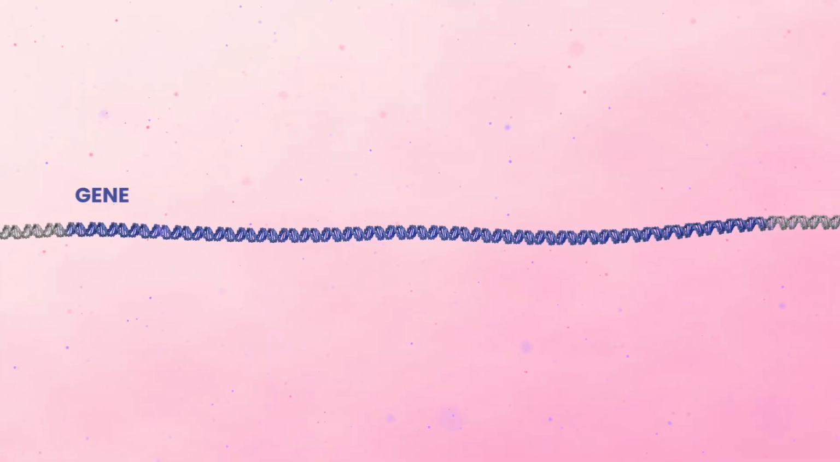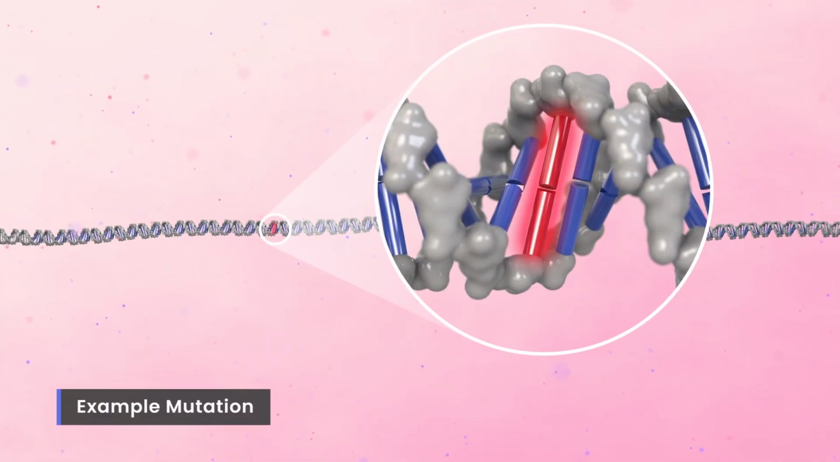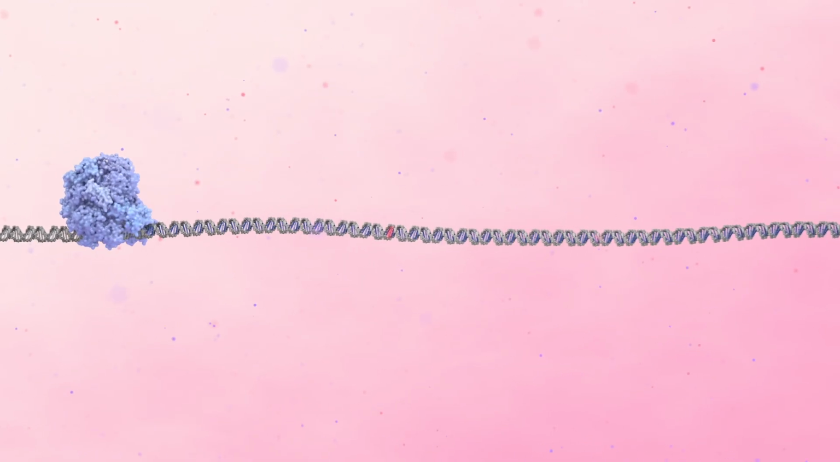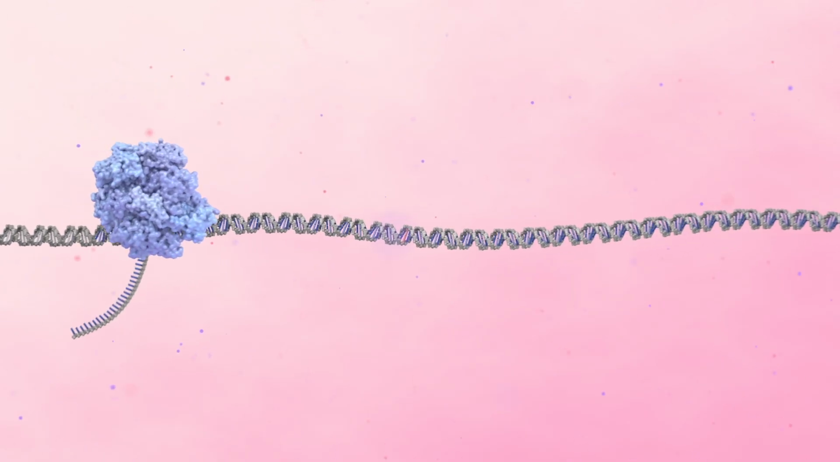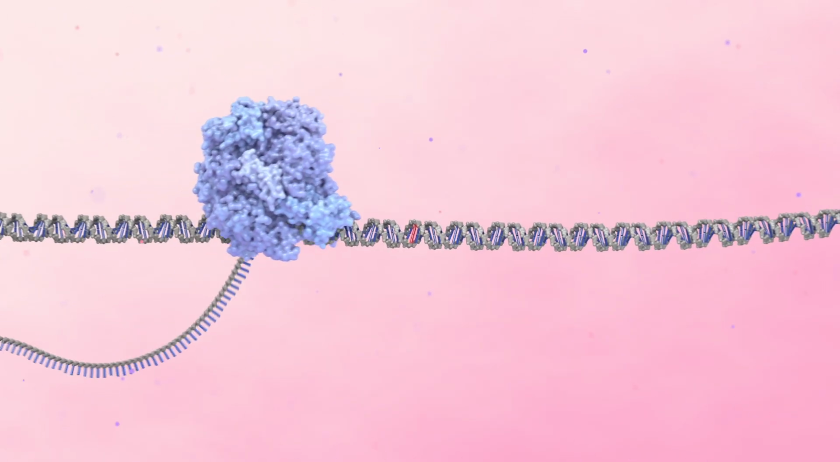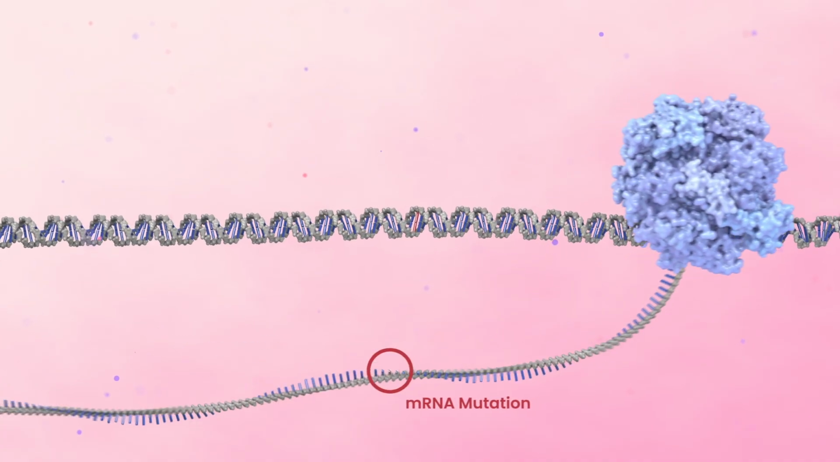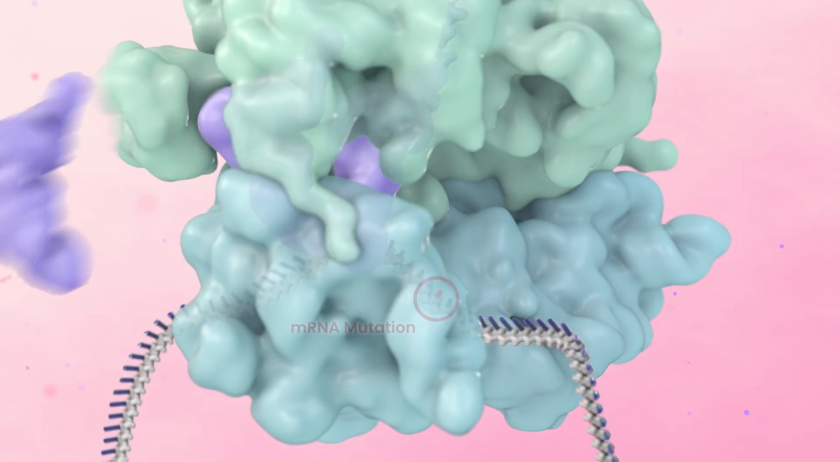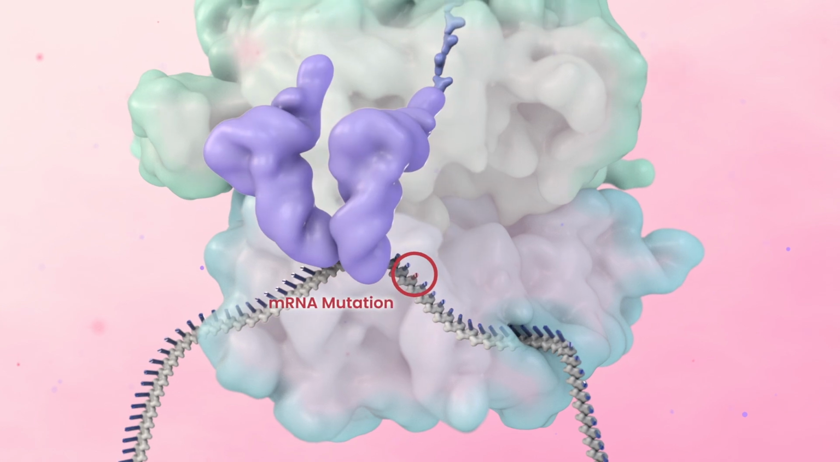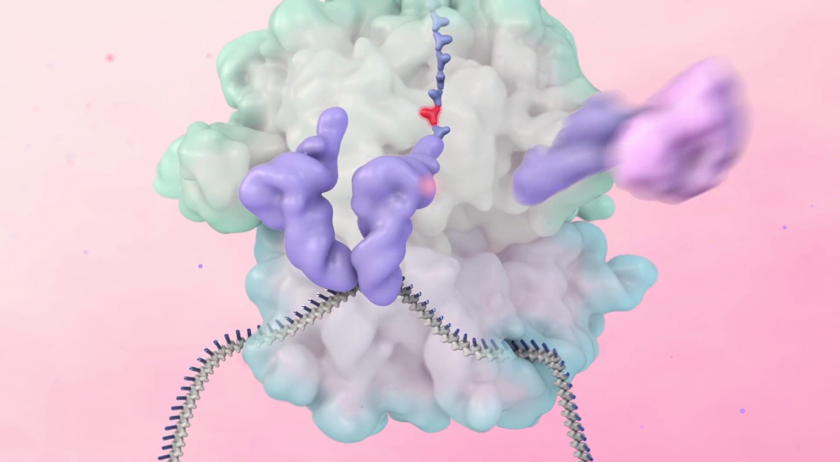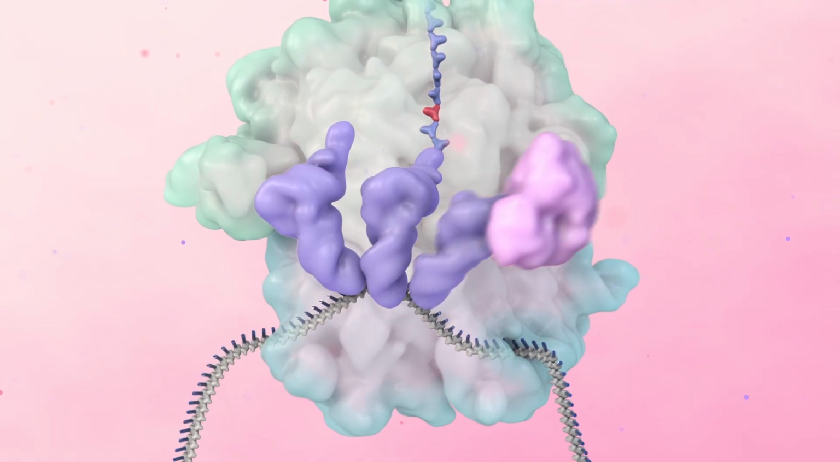An example of a mutation in the patient's gene is indicated by a highlighted base pair in a DNA double helix. The RNA polymerase enzyme transcribes this gene to make a corresponding mRNA containing the same mutation copied from the DNA sequence. This mRNA is translated into protein by the ribosome at the position of the RNA mutation.